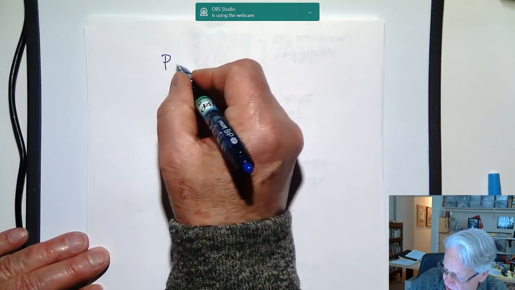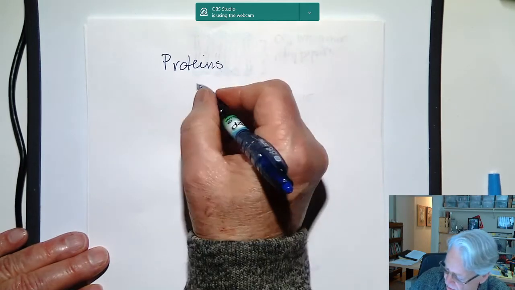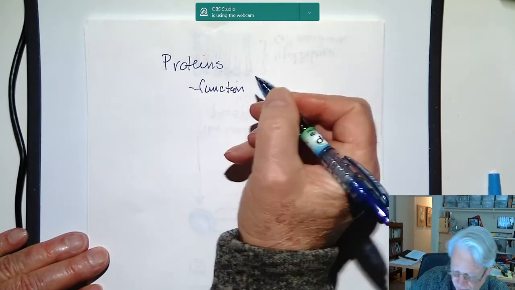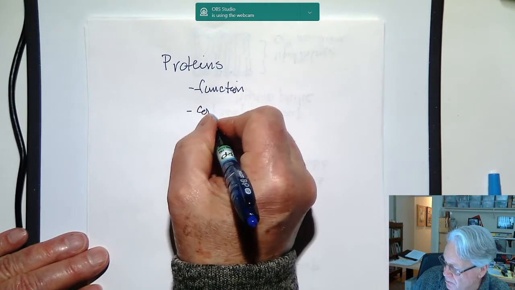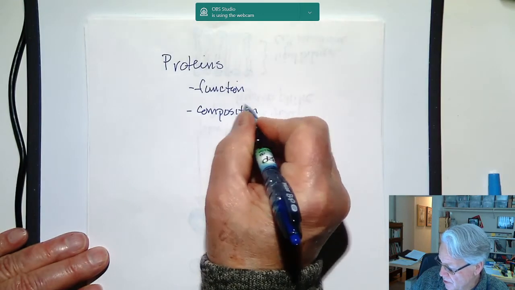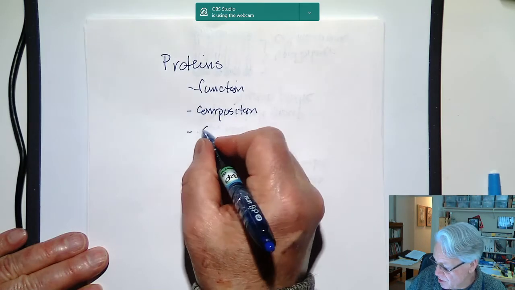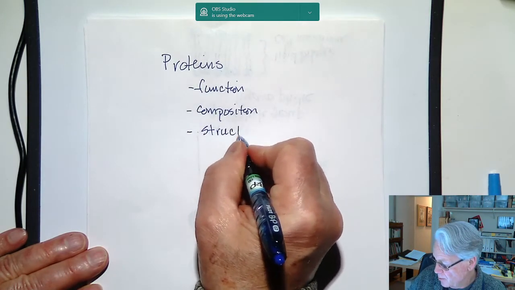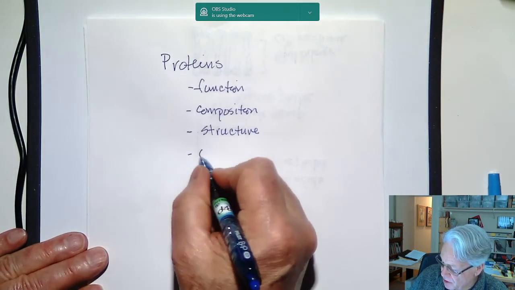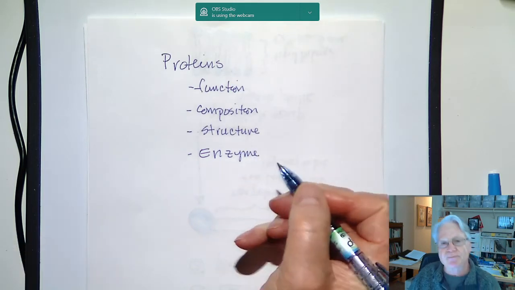As I said, we're going to start a discussion on proteins. Under this, we're going to talk about the function of proteins. We will also look at the composition of proteins. And we will look at the structure, how they're put together, of proteins. And we'll talk about a special type of protein, which is an enzyme.